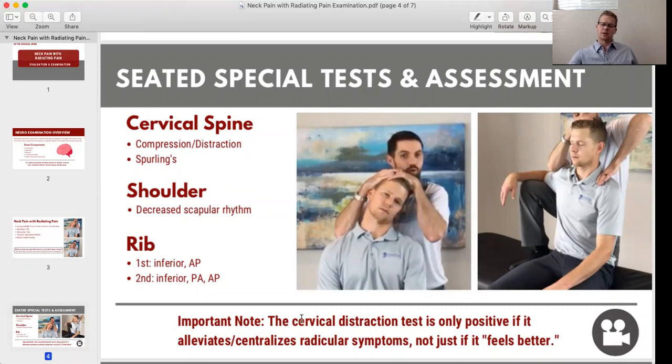One interesting point is that when you do the cervical distraction test, which you can do for this section, distraction does relate to the person's symptoms. You can do that in sitting or supine, but just know that feeling good in that position is not a positive test. It needs to decrease and centralize their nerve-related complaints for that to be a positive test. Because distraction almost feels good on every person. So we need to make sure that we're being more specific and that it's directly taking away their symptoms.